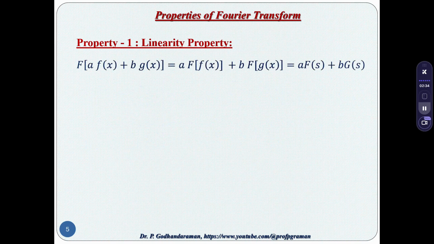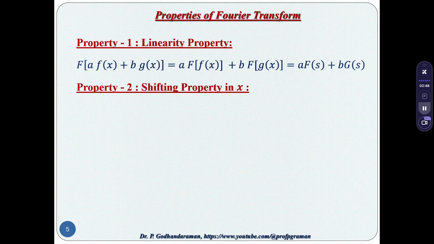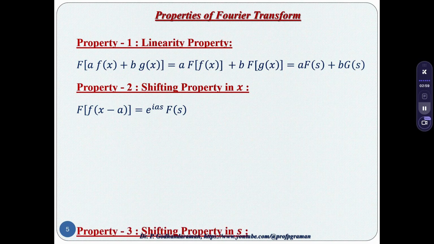The Fourier transform of a f(x) plus b g(x) is nothing but a into F(s) plus b into G(s), where F(s) is the Fourier transform of f(x). The next property, shifting property in x: the Fourier transform of f(x minus a) is equal to e^(ias) F(s).